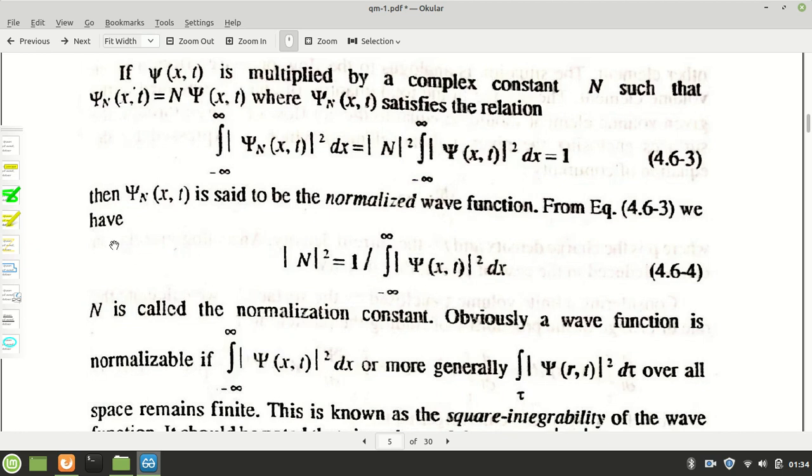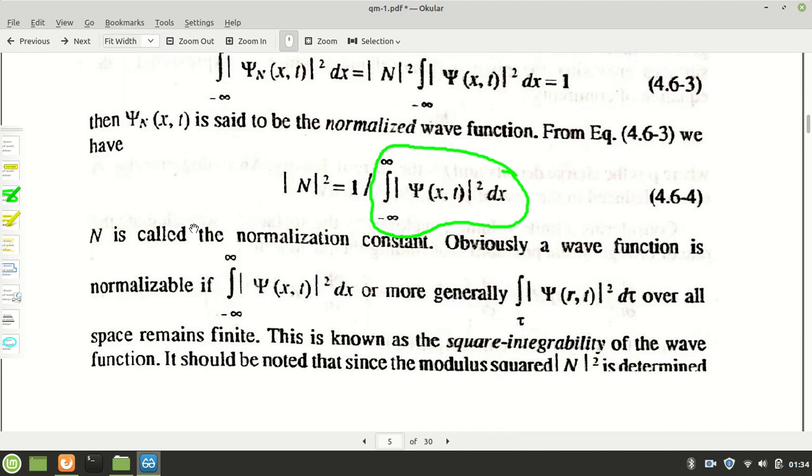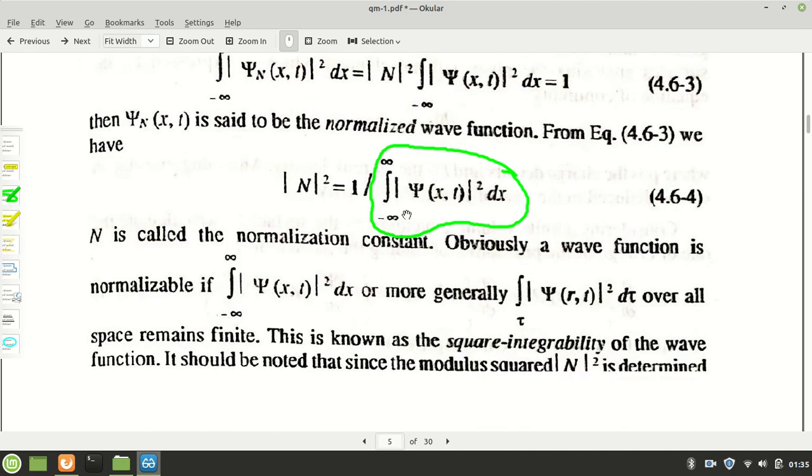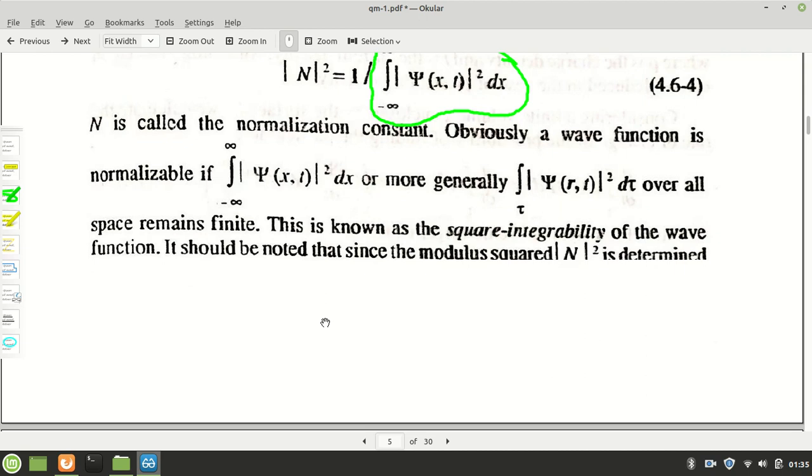To do this integration, the mod psi square, that is the integrand, should be integrable. That is why another condition on psi is imposed. We have seen that the wave function should be single valued. Yes, it was there in the postulate, but another quantity, that is mod psi square, should be integrable. That is, psi should be a square integrable function, because it is related to the normalization constant, and the normalization constant is related to the wave function of the system. So the wave function is also a square integrable function.